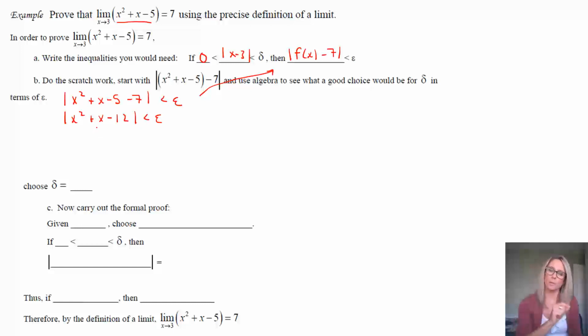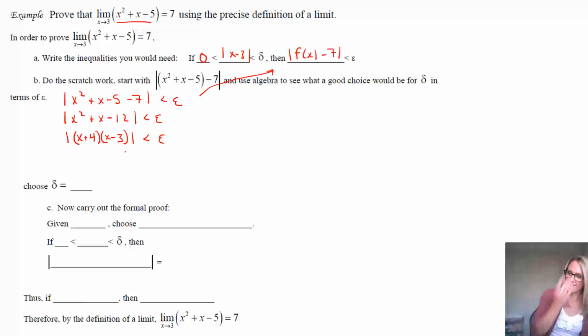Similar to the two proofs that we did, but not exactly the same, we still can't just divide. But this has the ability to factor. We have a trinomial here. So why don't you see if you can factor that? Okay, so now we're here.